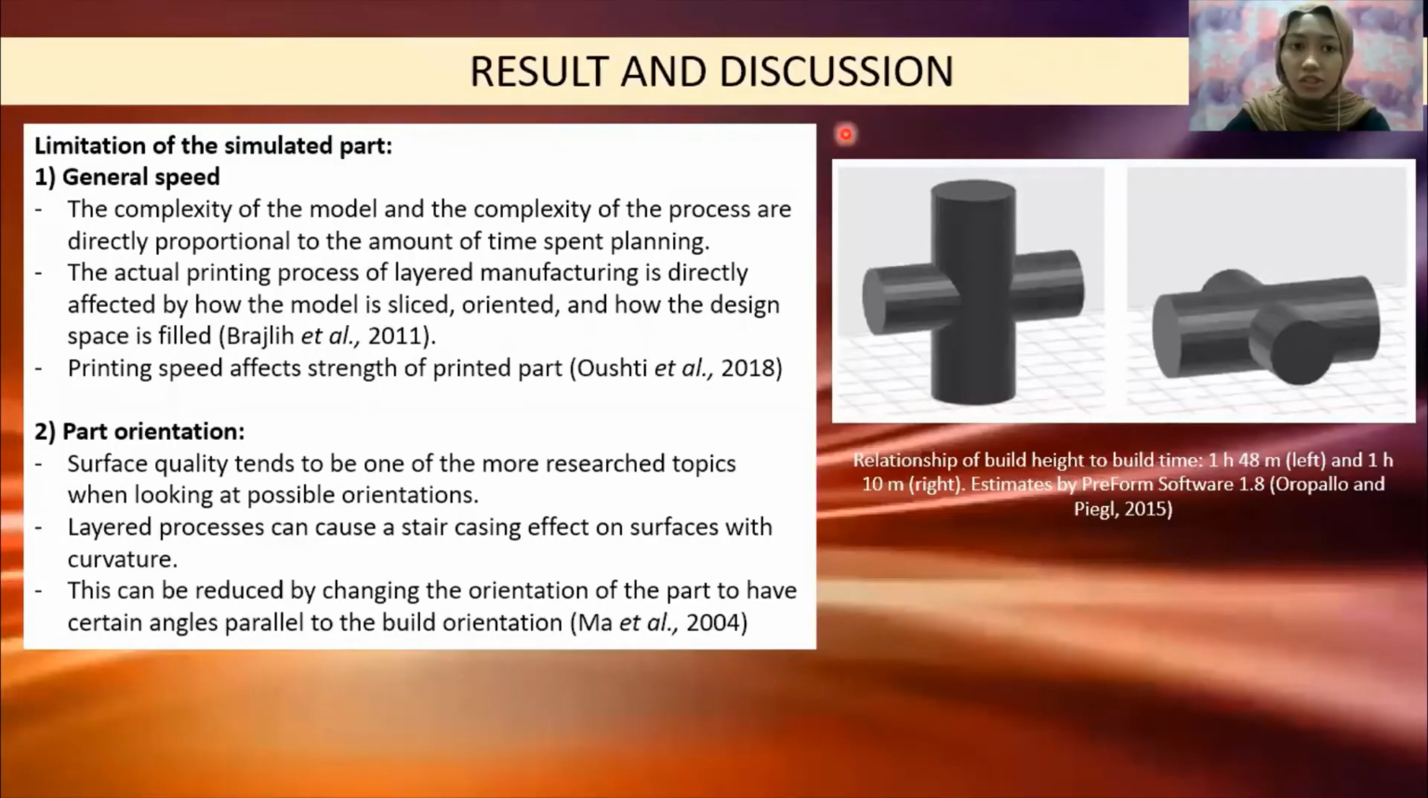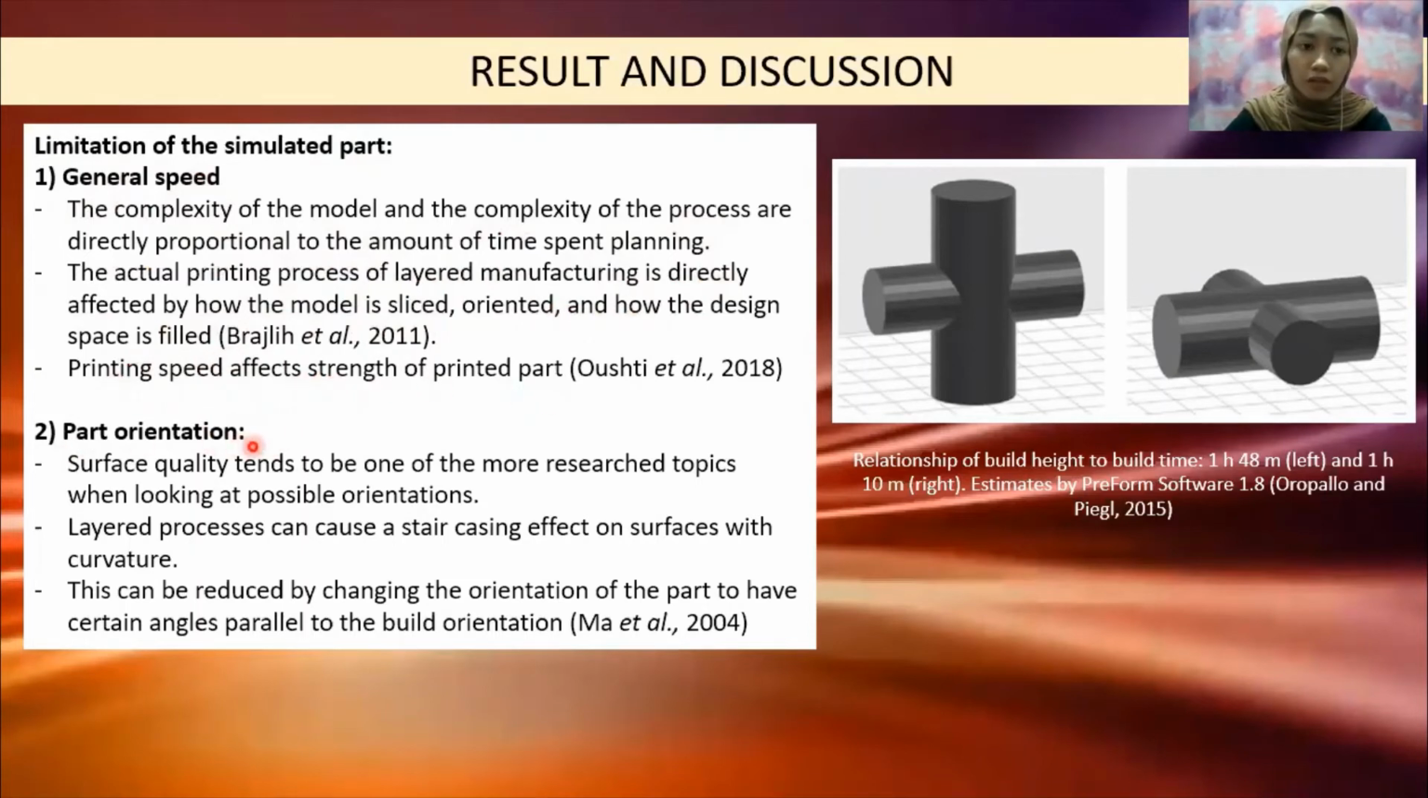Next, result and discussion part. Limitations of the semiotic part. First, general speed. The complexity of the model and the complexity of the process are directly proportional to the amount of time spent planning. The actual printing process of layered manufacturing is directly affected by how the model is sliced, oriented, and how the design space is filled. Printing speed affects the strength of the printed part.